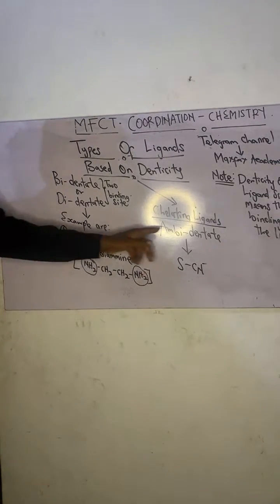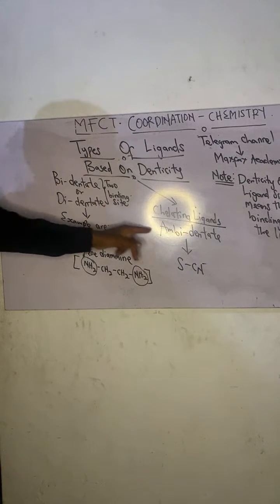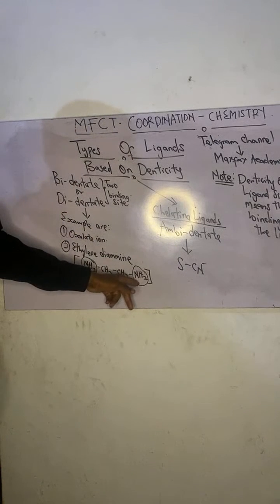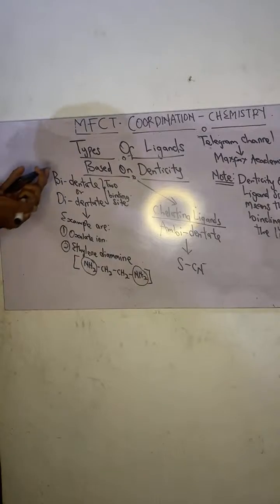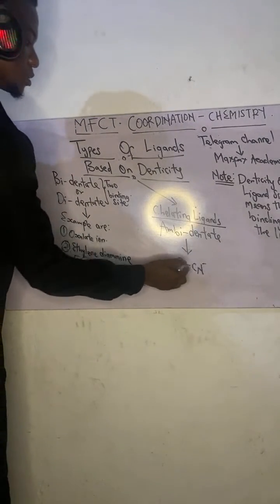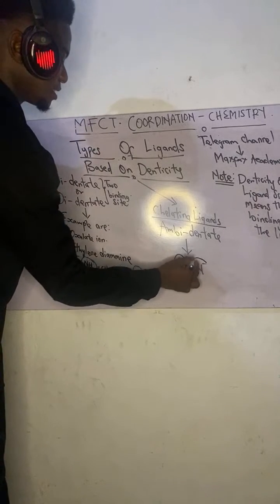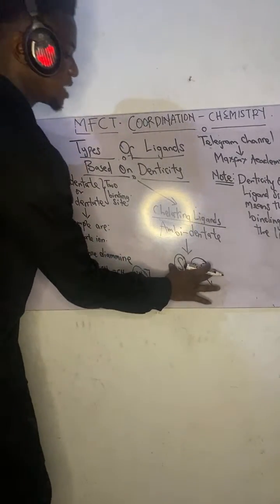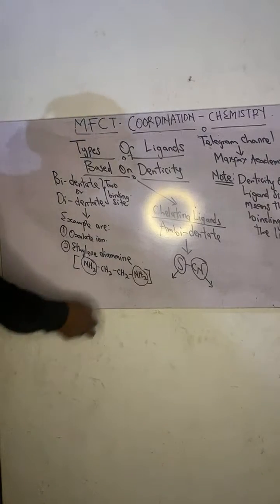Now, ambidentate ligands are ligands from bidentate. The major difference between ambidentate and bidentate is that in bidentate, the two binding sites are the same, but in ambidentate, the two binding sites are different. So, an example is SCN minus. This is the first binding site, and this is the second binding site. You can confirm that these two binding sites are different. Hence, it's an example of ambidentate.